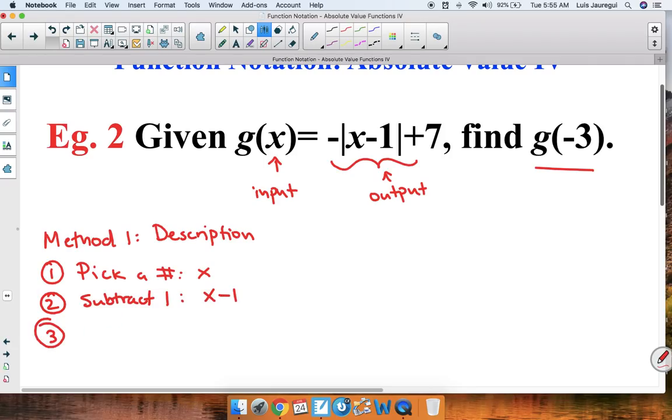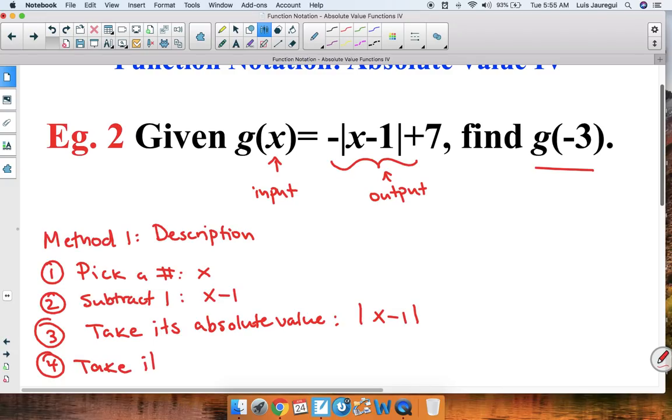The third step is to take its absolute value. So by taking the absolute value, we generate absolute value of x minus 1. Then we're going to take its opposite. So take its opposite. Now remember that a synonym for opposite is additive inverse, because the opposite and the number itself, once added together, will get you the 0. That's why we call them the additive inverses. Once you take out its opposite, let's add 7 here.